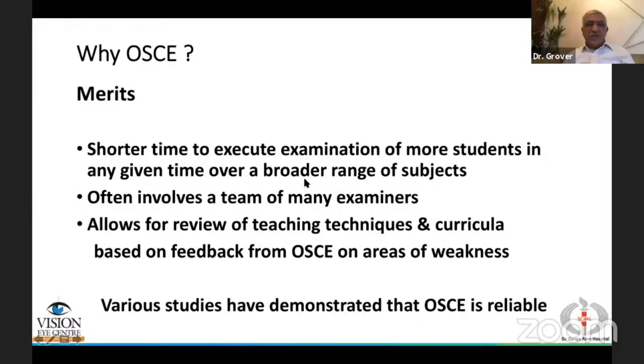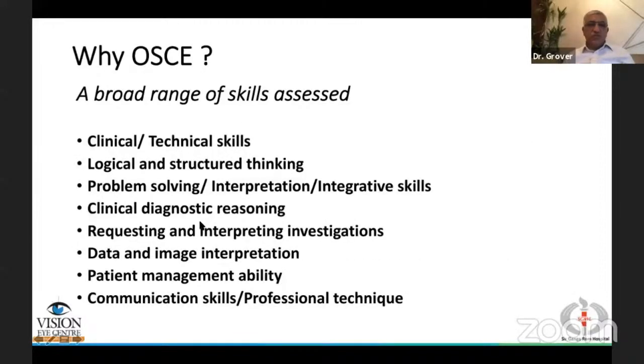And when the OSCE results are evaluated, you can easily, objectively make out which areas the students are doing well, whether they are doing well in clinical evaluation, in making diagnosis, or in the surgical techniques. And you can identify the weak areas of students, and you can modify your curricula accordingly. You can modify your teaching techniques accordingly. So these are the advantages that OSCE offers. And you can assess a very wide range of skills.